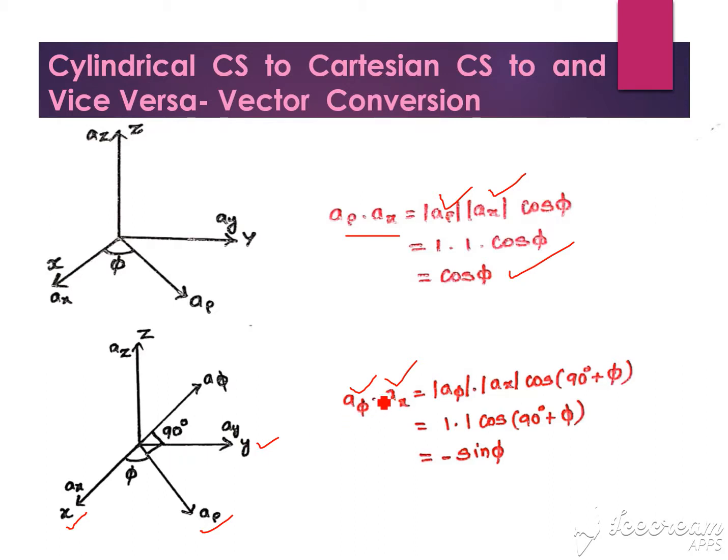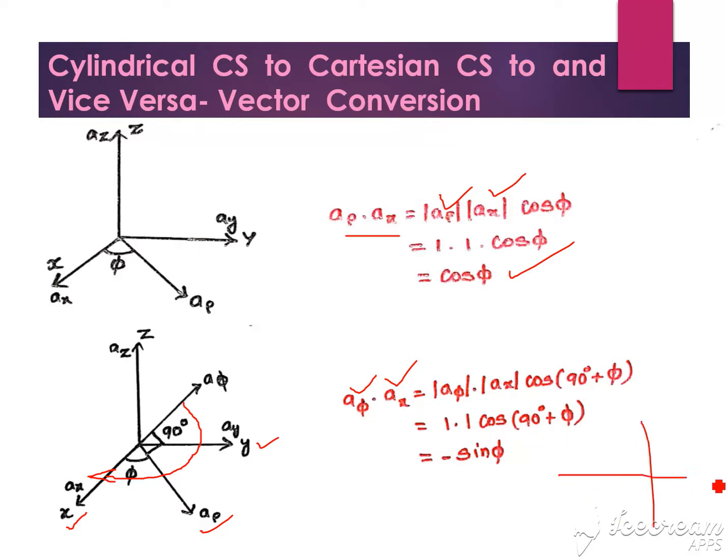So now we need to find the angle between A phi and Ax. Here A phi is there and Ax. What is the total angle? Simply the sum, 90 plus phi. So mod Ax into mod A phi into cosine of the angle between these two, that is 90 plus phi. So 1 into 1 cos of 90 plus phi.